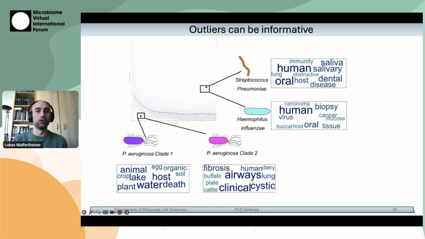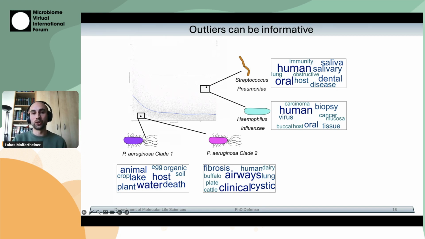Because for instance, if we go to the bottom left corner, we have pairs that are very closely related, in this case, two Pseudomonas clades, but they're still very different in their environmental communities. And this can show us which species are in the process of really speciating or evolving into different niches. So for instance, here we have Pseudomonas, that is a very generalist, but another clade that appears to be found pretty much only in cystic fibrosis, so in the human lung.